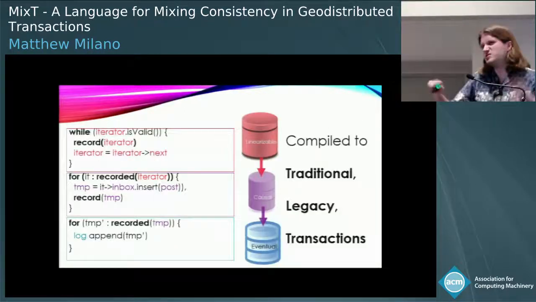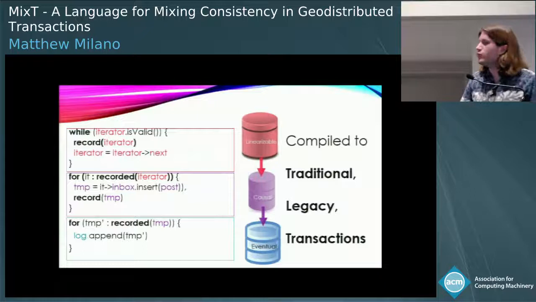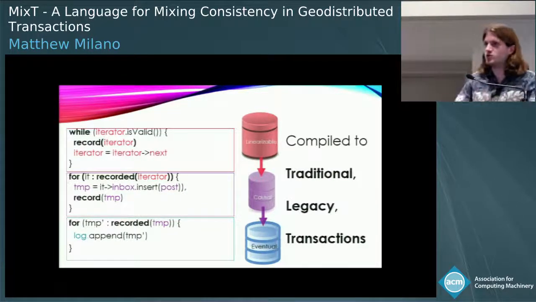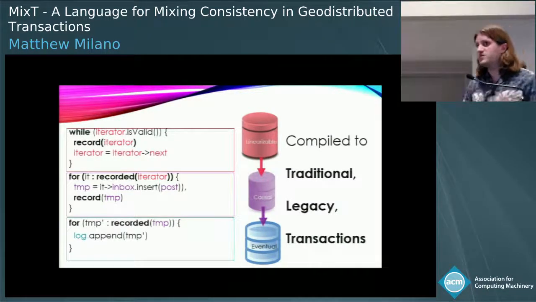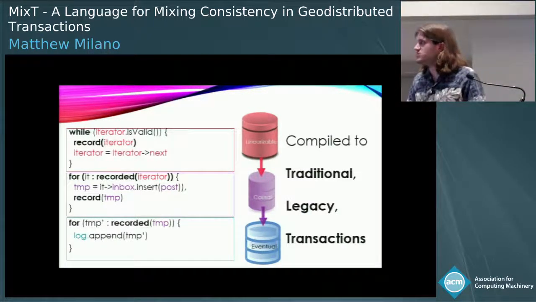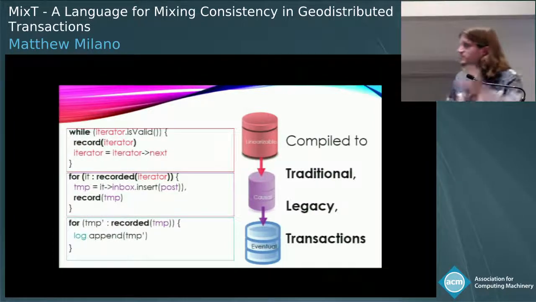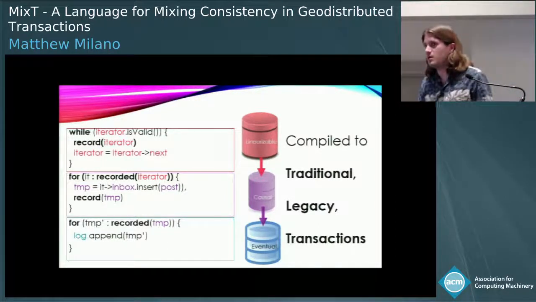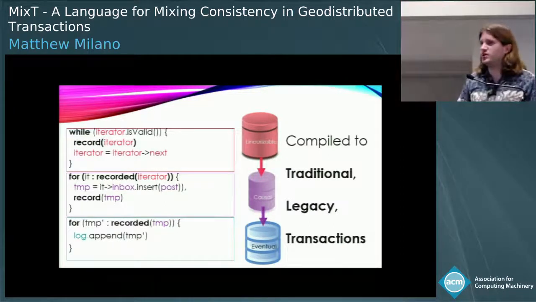The output of our compiler looks something like this. We take our compiler and we first generate a phase that goes through the iterator, our strongest consistency model. We see that we need to use our iterator in subsequent phases, so we'll record the values that it takes on during this loop. In the next phase, we're going to use that recorded iterator and go through it again, reusing the values we've stored to learn what inboxes we need to insert posts into. Because we're going to need the result of that insert for our maintenance log, we'll also record that. Finally, our eventual phase can just take care of the maintenance log.